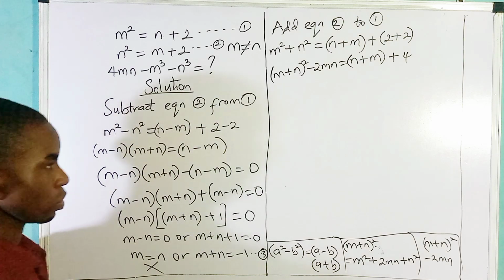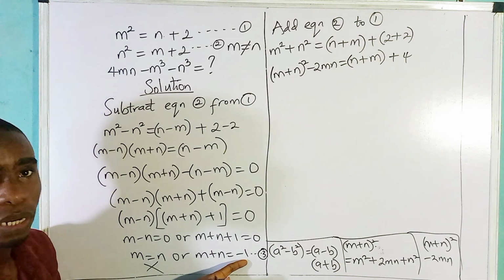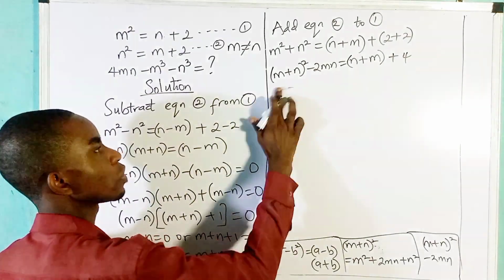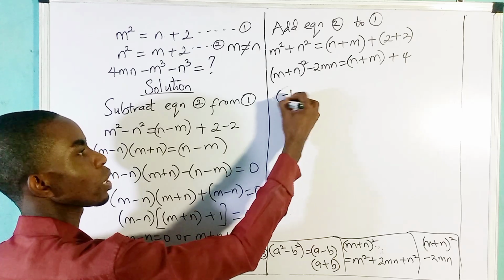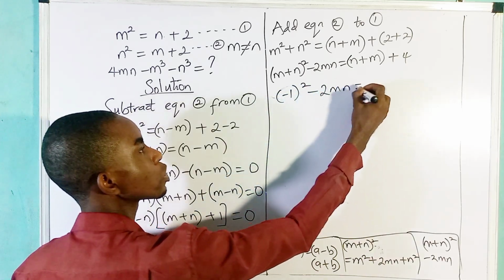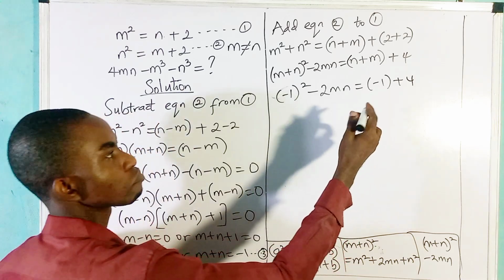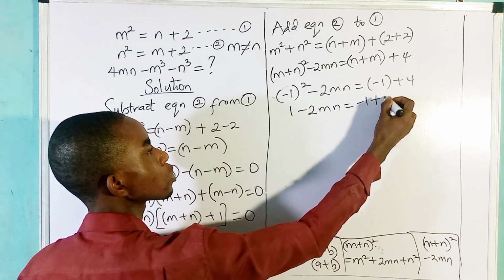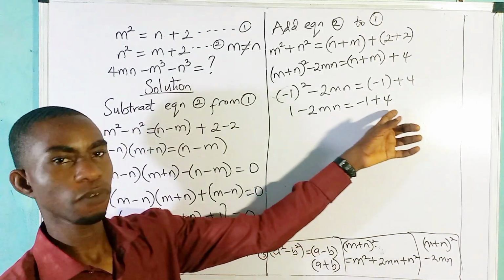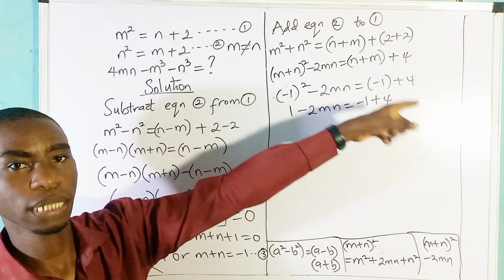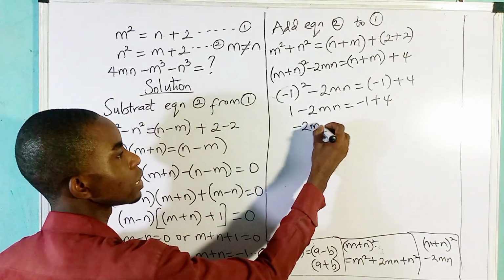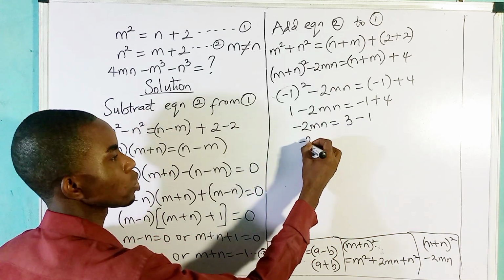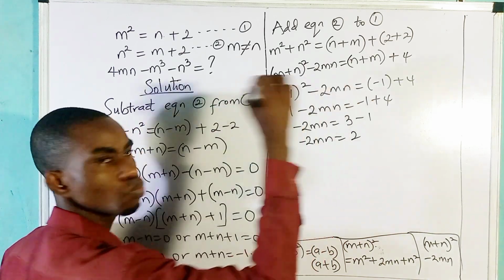For us to work this out, well, we said m plus n equals minus 1, right? So I can bring that up, minus 1. Instead of m plus n, I can write (minus 1) squared minus 2mn equals minus 1 plus 4. Okay, minus 1 squared is 1, so 1 minus 2mn equals minus 1 plus 4. All right, minus 1 plus 4 is 3, but I want to bring 1 to that side. So I'll be having minus 2mn equals minus 1 plus 4, which is already 3, then minus 1. And then I have minus 2mn equals 3 minus 1, which is 2.